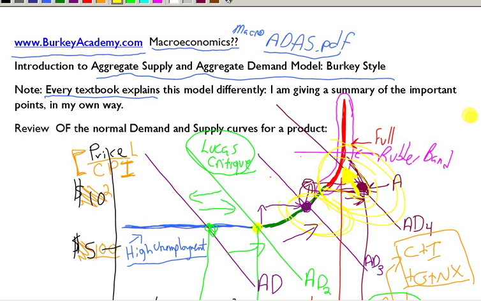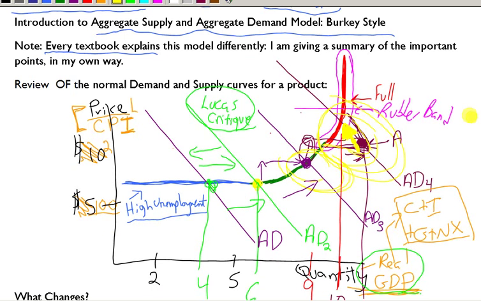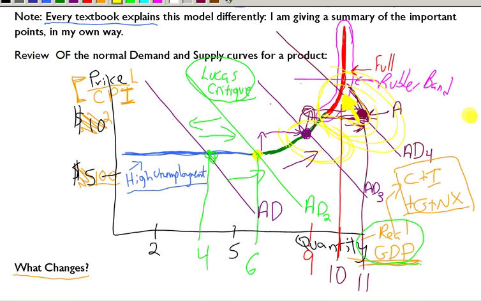Here I am back for the second part of this video on aggregate demand and aggregate supply. In the last part I described the aggregate demand and aggregate supply curves, and I drew this nice messy diagram here, basically explaining that aggregate demand is downward sloping, just like a normal demand curve. But for an aggregate supply curve, there are different ways people explain this.